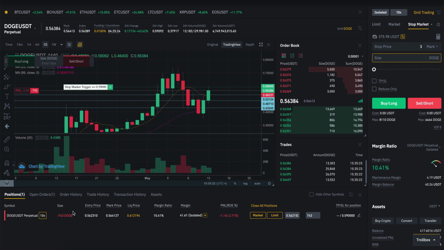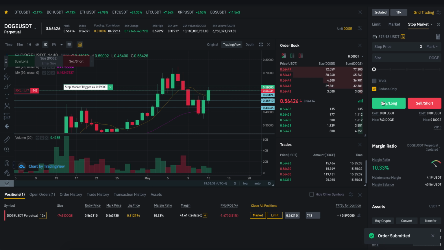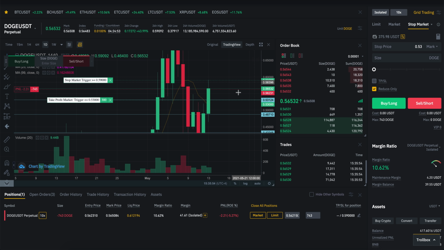I have 743 Doge on the trade. Let's say I want to sell 300 Doge. Make sure to click reduce only. Then I'm going to click buy long, okay? Okay, I messed this up. I want to sell when the price gets to 0.53, and I want to sell 300 of my Doge. Reduce only, buy long. You can see it will put the buy order here that will take out partial profit when we come down to this level.